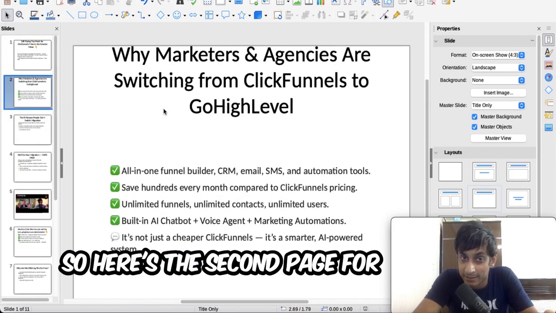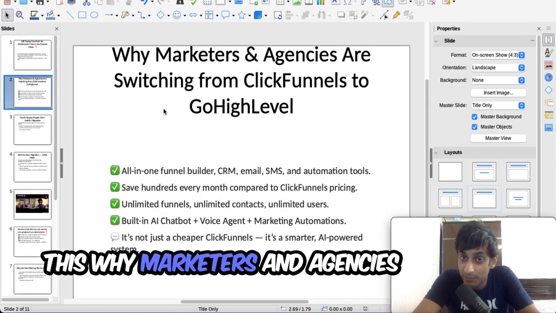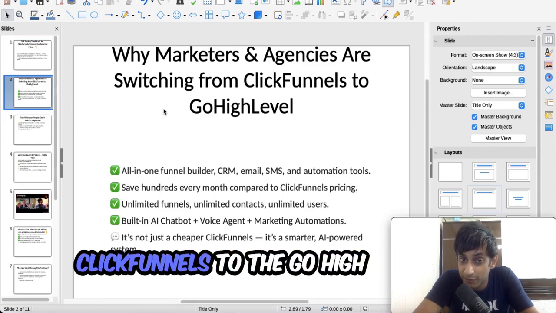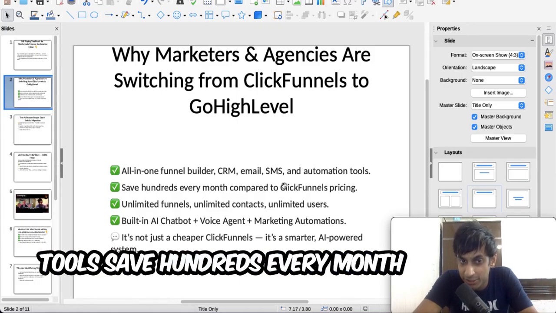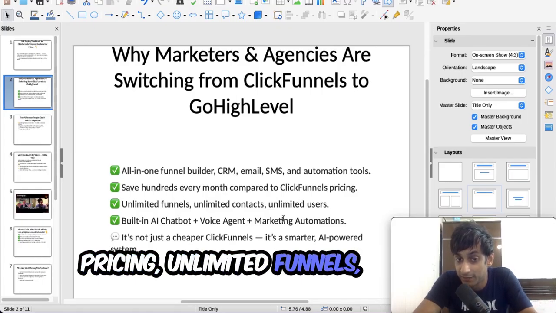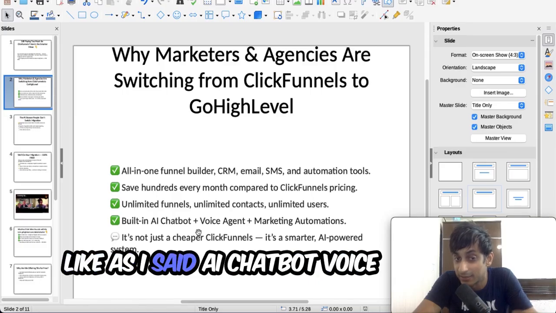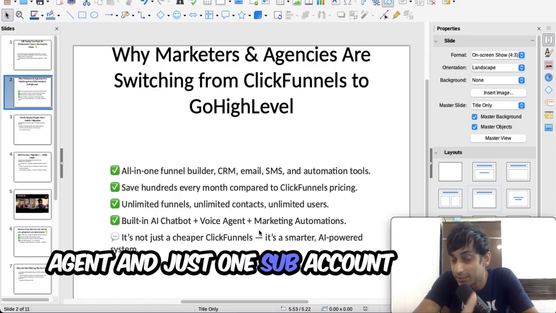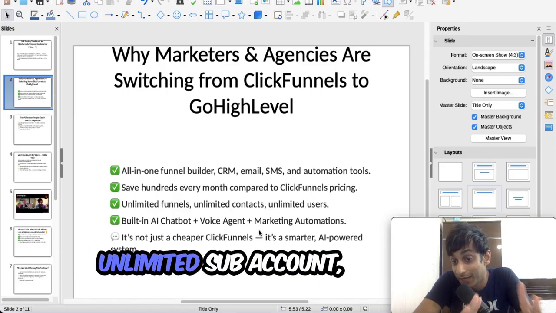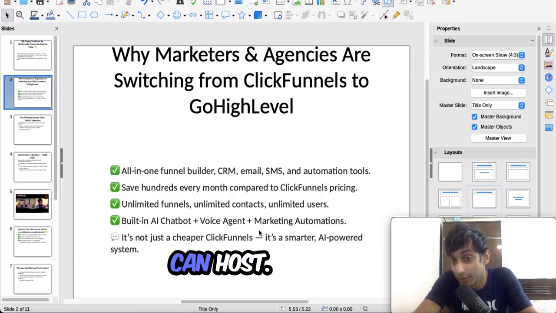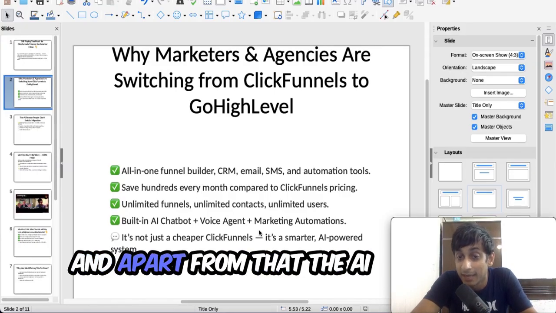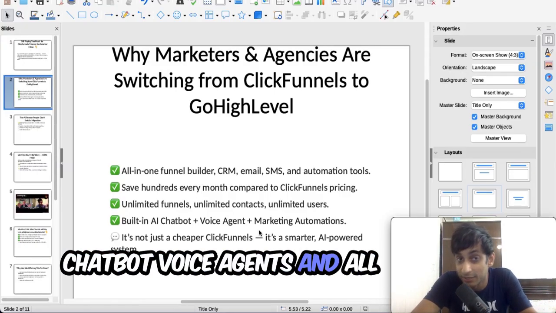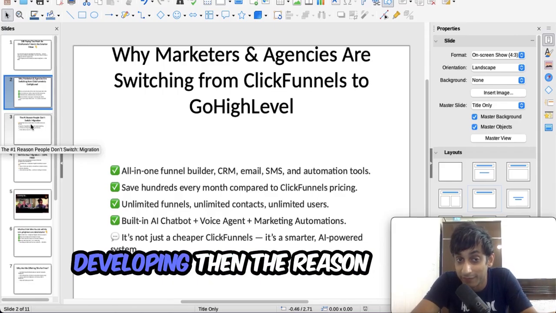So here's the second page: why marketers and agencies are switching from ClickFunnels to GoHighLevel. Again, an all-in-one funnel builder and CRM automation tools, saving hundreds every month compared to ClickFunnels pricing. Unlimited funnels, unlimited contacts, and as I said, AI chatbot and voice agent. With just one GoHighLevel sub account you have unlimited sub accounts, unlimited businesses that you can host. One sub account is equal to the entire ClickFunnels, and apart from that, the AI chatbot, voice agents, and all these things, and they consistently keep on developing.